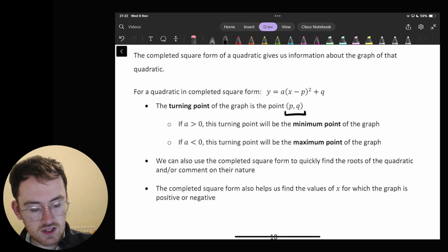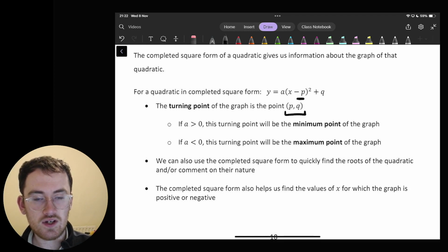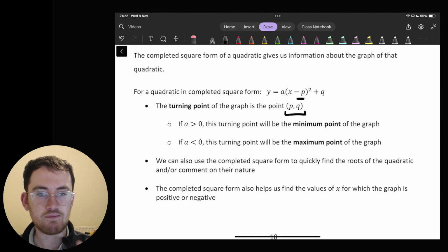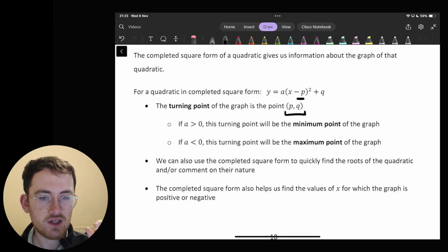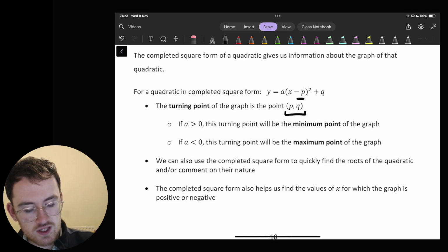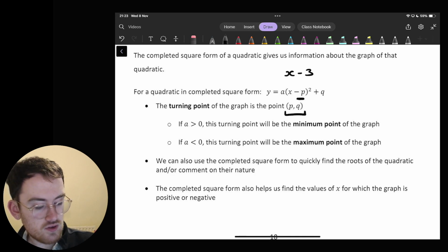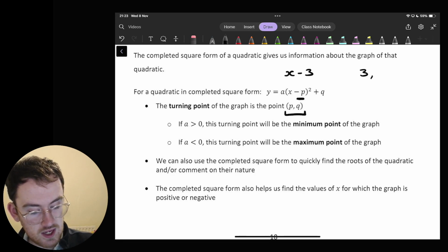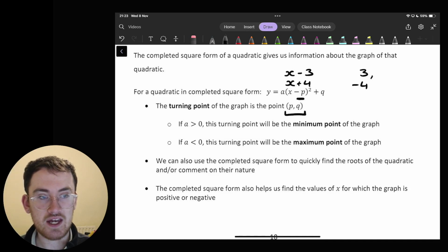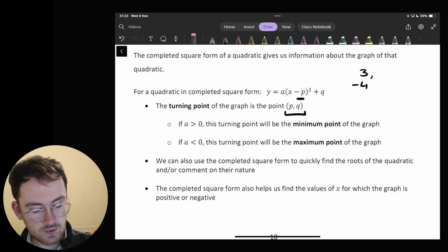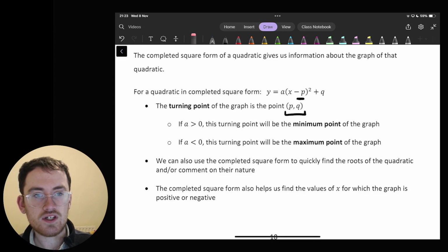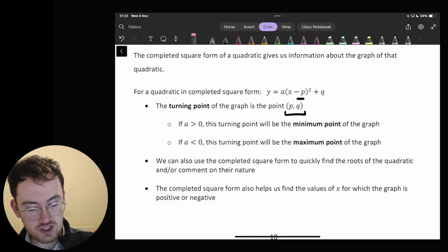Now we have to note there that in the actual question, or in our general form, it's minus p. So that's something to watch out for. The point is (p, q), but in your completed square format, it's minus p. So if you were given a question where it was x minus 3, then your maximum point would be 3 whatever. If it was x plus 4, your maximum point would actually be minus 4 to account for that loss of the minus.